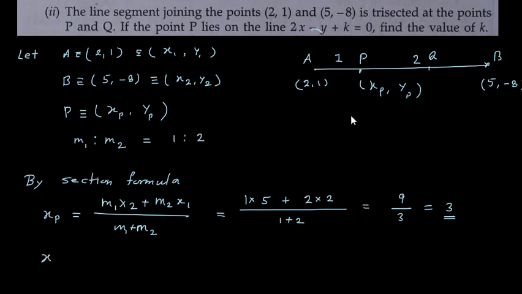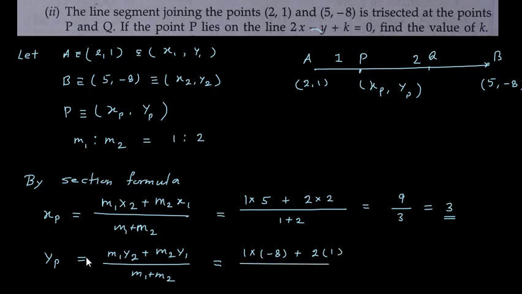Here yp is equal to (m1 y2 plus m2 y1) divided by (m1 plus m2). So this is equal to m1, the value of y2 is minus 8, plus m2 is 2, into, here y1 is 1, 2 into 1. This whole divided by m1 plus m2, which is 1 plus 2. So this is equal to minus 8 plus 2 whole divided by 3. So this is minus 6 divided by 3, which is equal to minus 2.